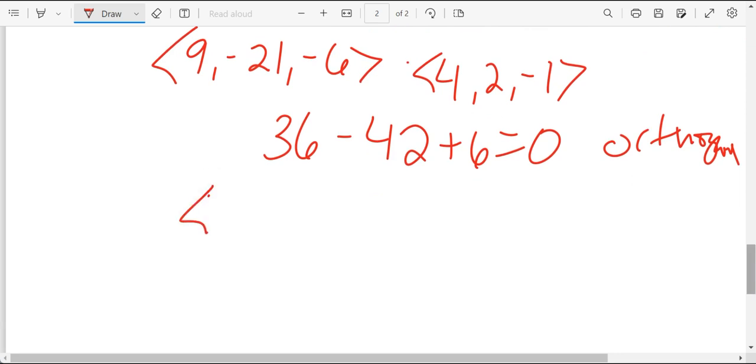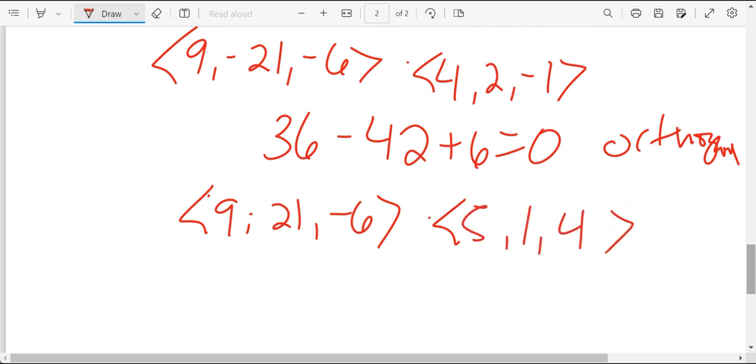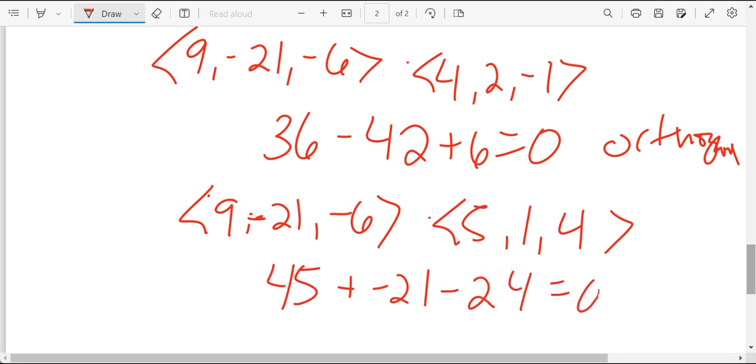And let's do the other one. 9, comma, negative 21, comma, negative 6, dot product with 5, 1, 4. Let's give it a go. 5 times 9 is 45. 1 times 21 is, well, I didn't write that right. That's negative 21. 1 times negative 21 is negative 21. Minus 24 is equal to 0. There we go.